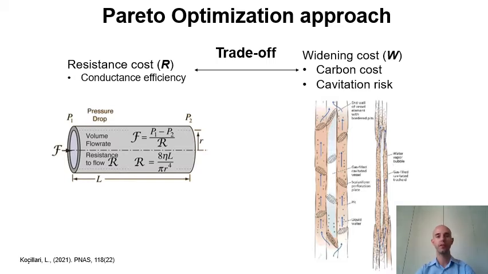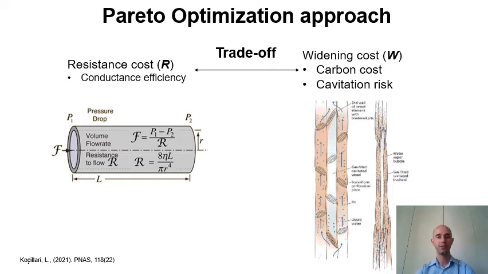Our general theory is based on the Pareto optimization approach, which invokes the trade-off between two opposing and essential evolutionary drivers, such as the resistance cost on one hand, called R, and affects the conductance efficiency, and the widening cost on the other hand, W, which affects the carbon cost and the cavitation risk. So we postulated that plants should have a widening profile in their xylem conduits that would minimize simultaneously both the two costs, the resistance and the widening cost.